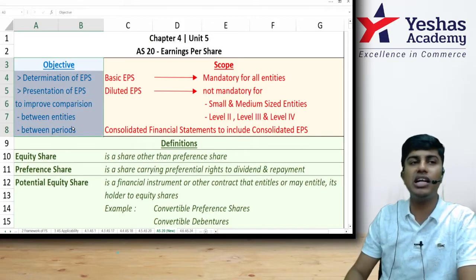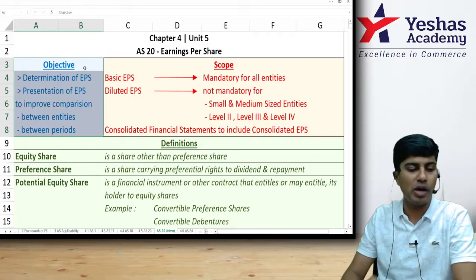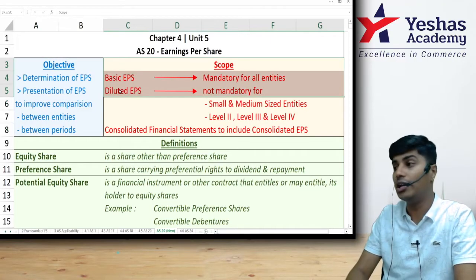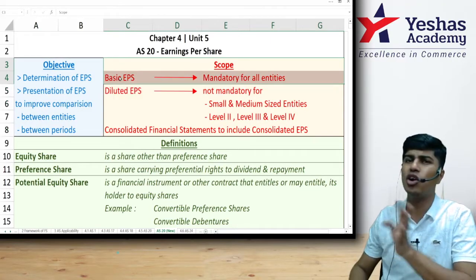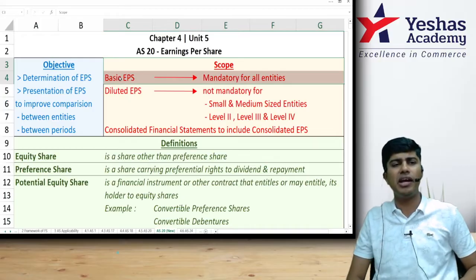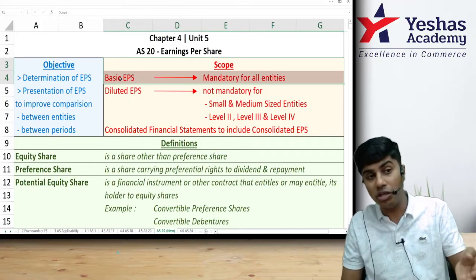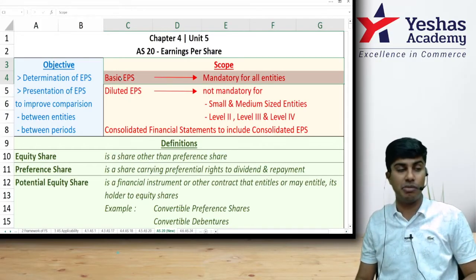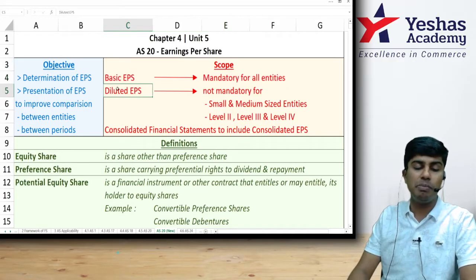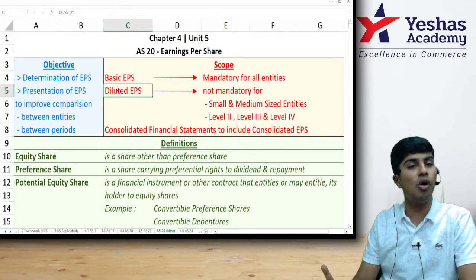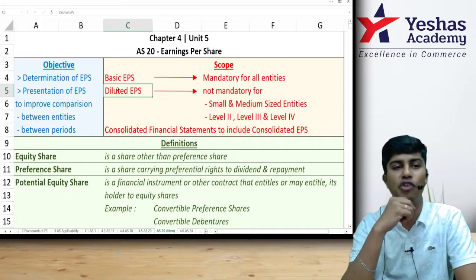Under accounting standard 20, EPS are two types. One, basic, second one, diluted. Basic is mandatory for all the entities. Every entity will prepare EPS, will compute EPS and then write it in their P&L statement. However, diluted EPS, what we call as part 2 of EPS topic, is not mandatory for all of them.